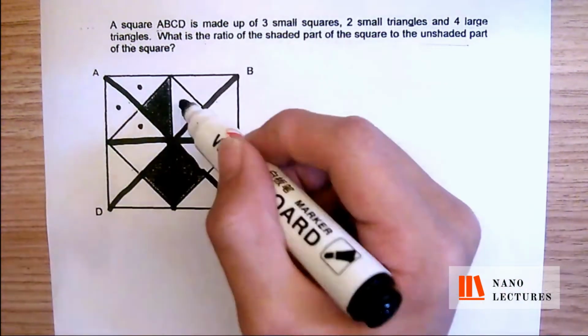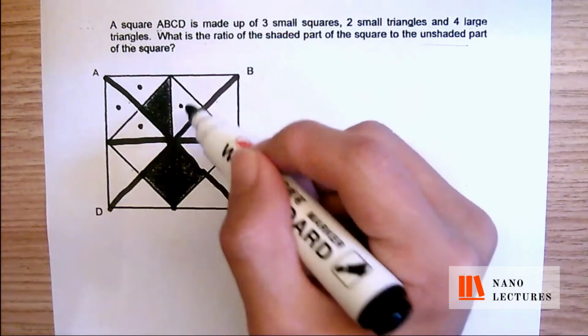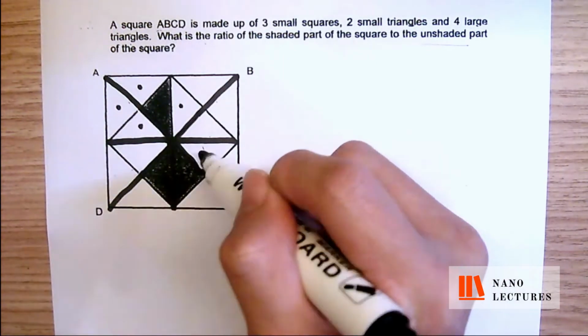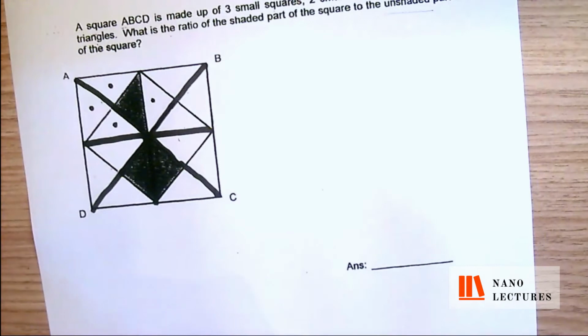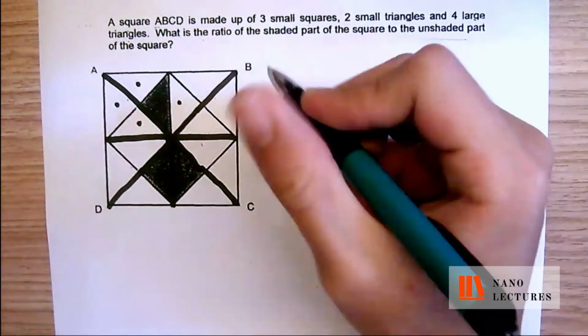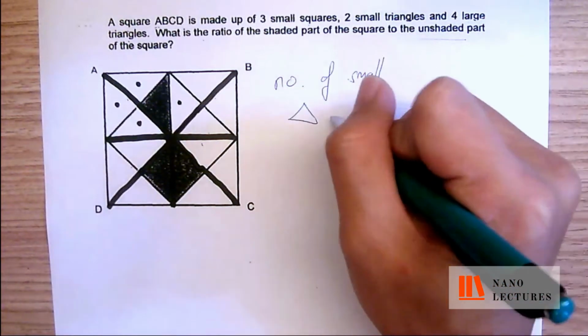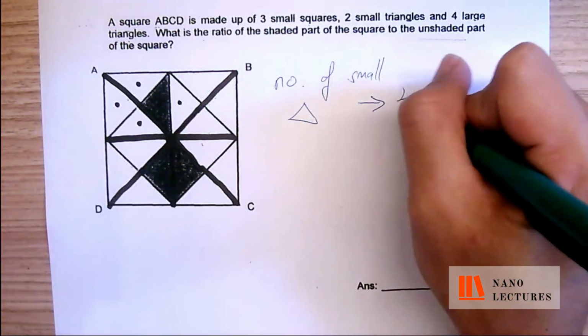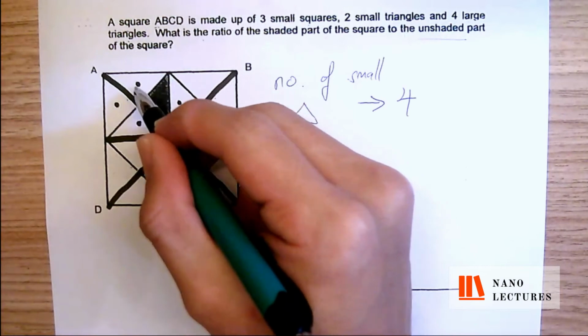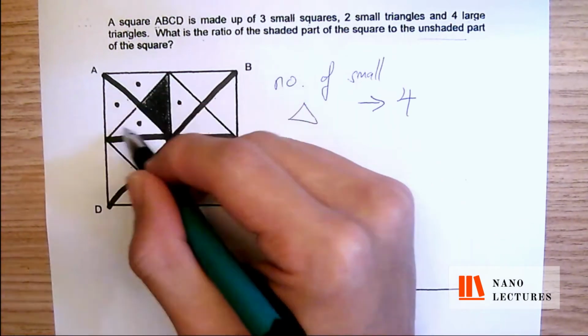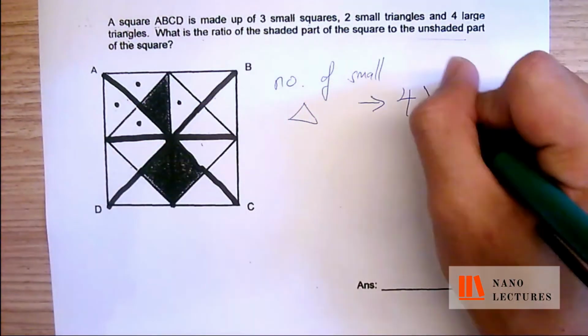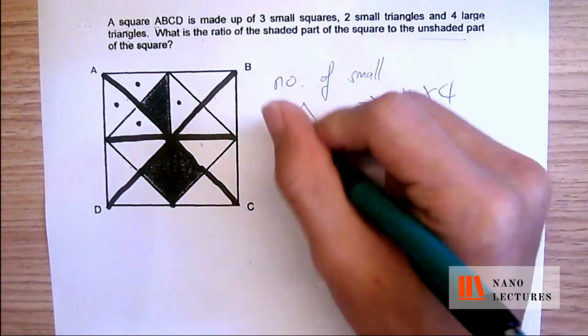Total, how many squares do I have? I have 1 square, 2, 3, 4. 4 squares with 4 triangles inside. Now, I can say number of small triangles. I'm going to put triangles like that. Number of small triangles will be 4 squares with 4 triangles inside. 1 square, 2 square, 3 square, 4 square. 4 times 4 equals 16. I have 16 small triangles.